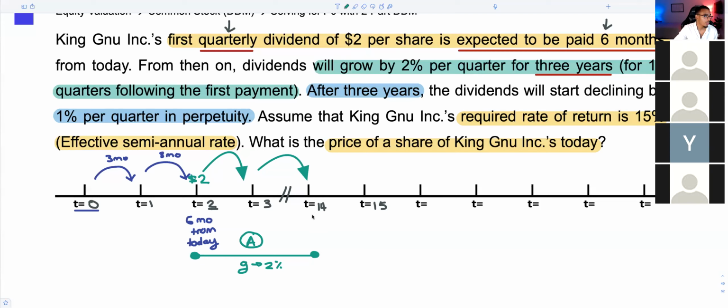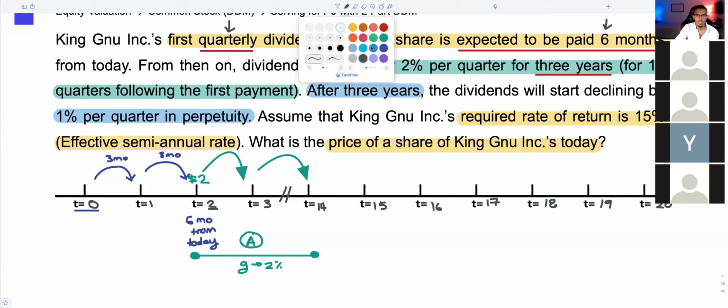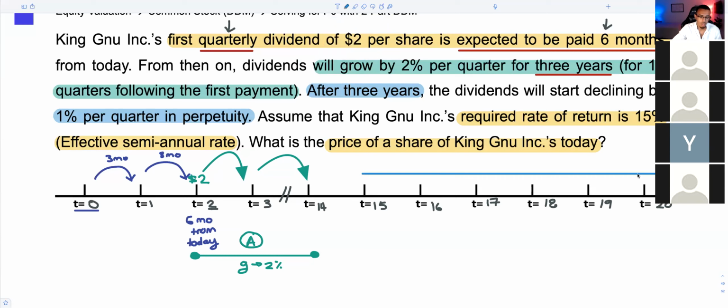And then we know that right after that, starting T15 all the way to infinity, our dividends will decline by 1% every single quarter. So we could put that in blue. I believe this is the color. So we could put this in blue here all the way onwards.